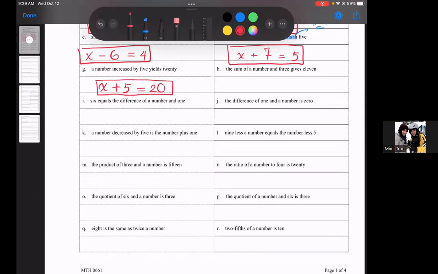A sum of a number and 3 gives 11. Sum is plus, right? So x plus 3. I like to put it in parentheses. When I see a sum of something, I like to put it in parentheses. Gives 11.